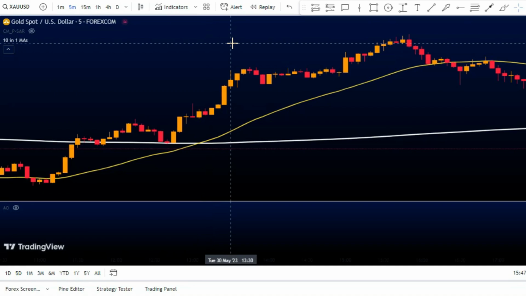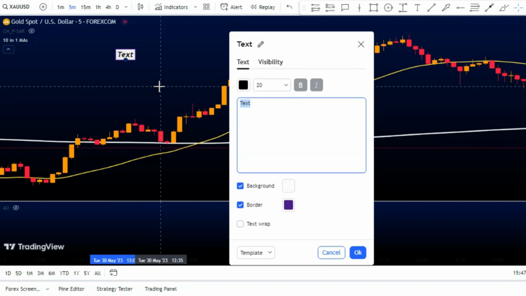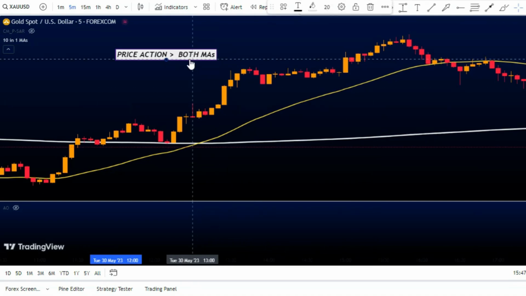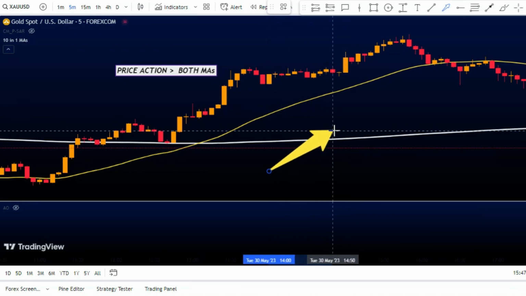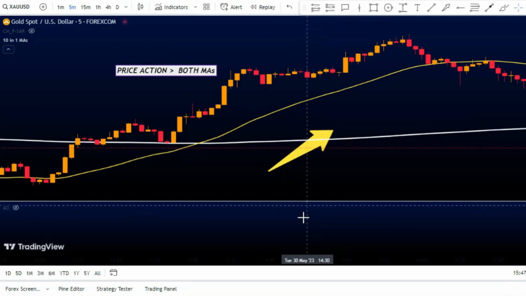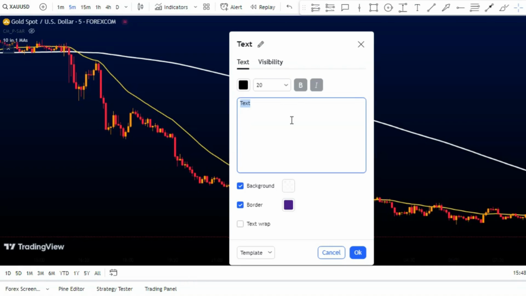By making these changes to the indicator, I can identify both the long-term trend and short-term trend and trade when both trends are in the same direction, meaning when the price action is above both moving averages, both long-term and short-term trend are up and we get a chance to enter a buy trade. If the price action is below both moving averages, both the long-term and short-term trend are down and we get a chance to enter a sell trade.